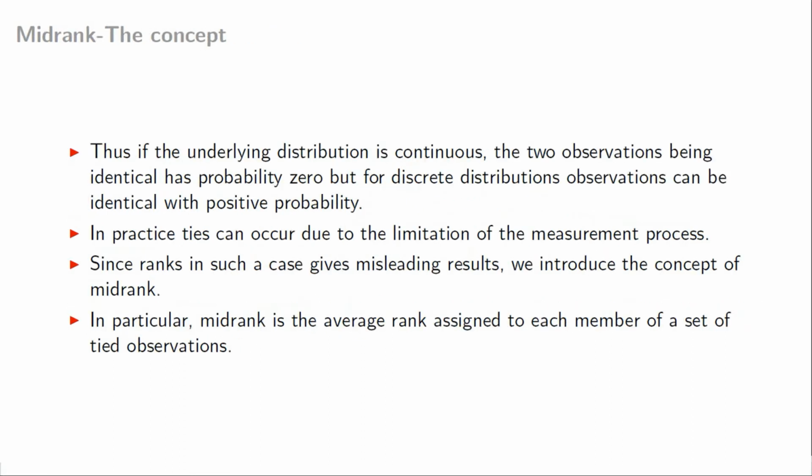So, we introduce in this case the concept of midranks. If the underlying distribution is continuous, two observations being identical has probability 0, but for a discrete distribution, observations can be identical with positive probability. In practice, ties can also occur due to the limitation of the measurement process. Since ranks in such a case give misleading results, we introduce the concept of midrank. In particular, midrank is the average rank assigned to each member of a set of tied observations.